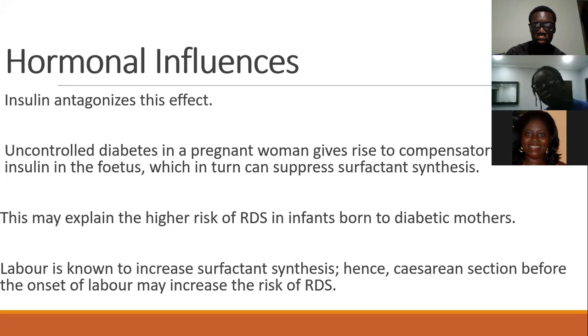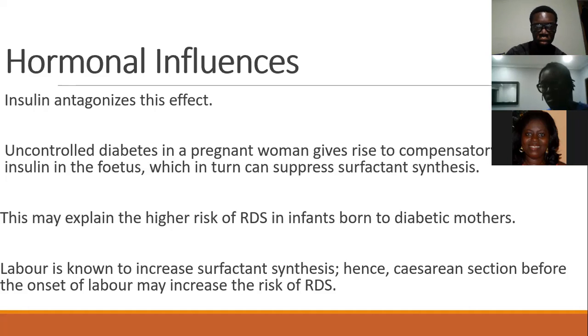Then also labor is known to increase the production of surfactant, because obviously if the woman goes into labor, it's a signal that the baby is about to come out. And so the lungs will have to quickly start producing the surfactant so that the lungs can be mature before the baby is born. So if the woman undergoes cesarean section or doesn't go into labor, and the baby is premature, then the lungs will not be well developed because the surfactant production will not happen.